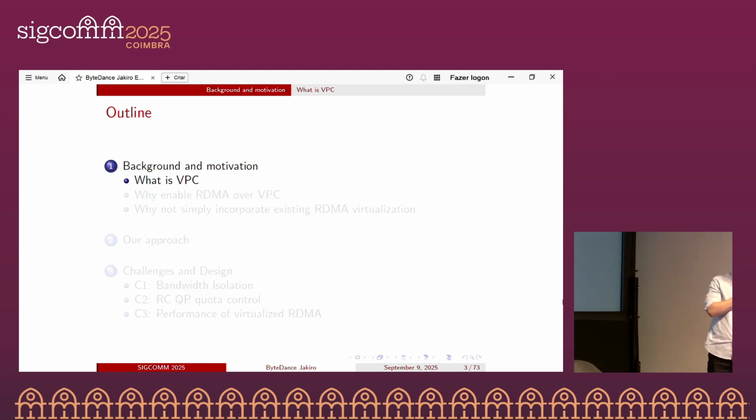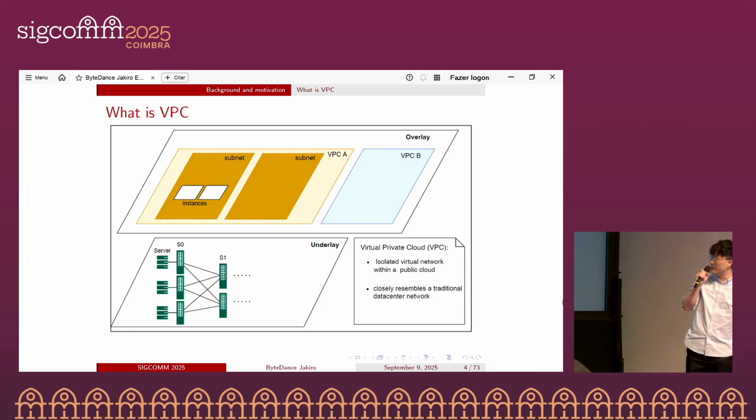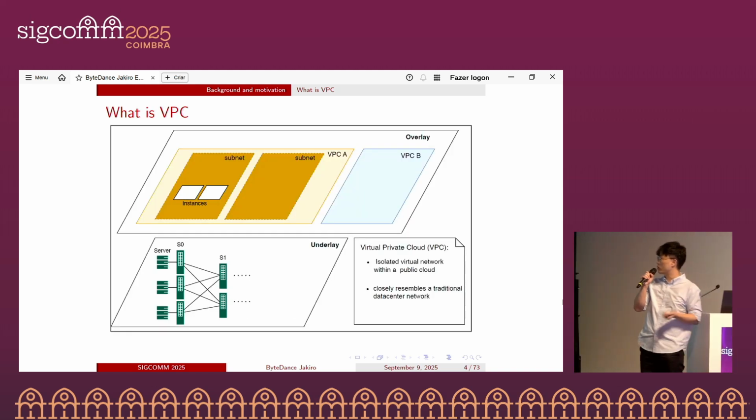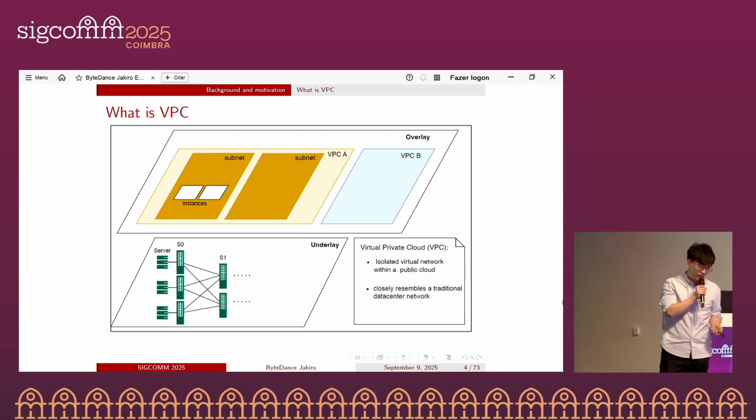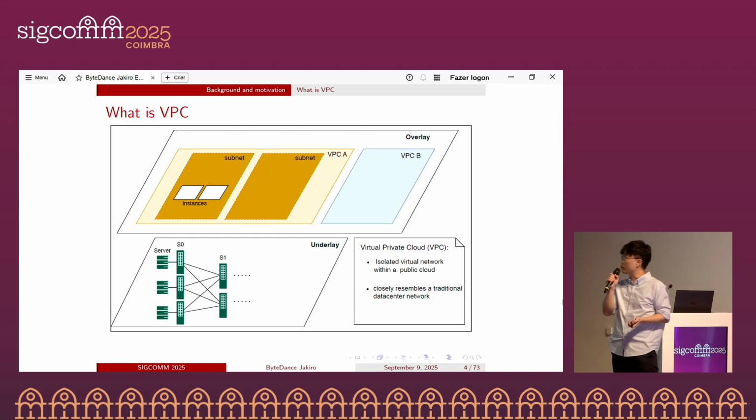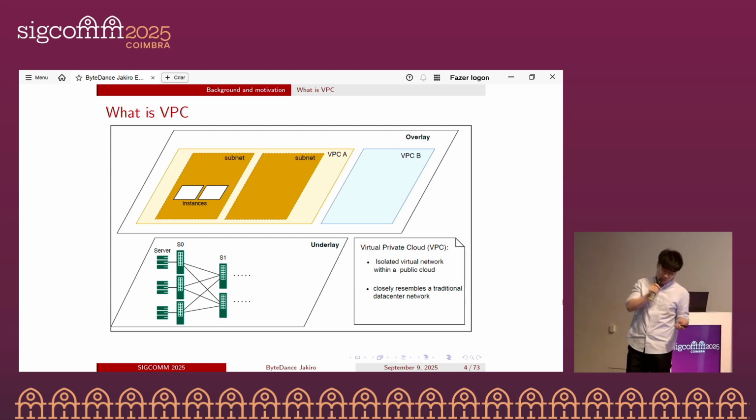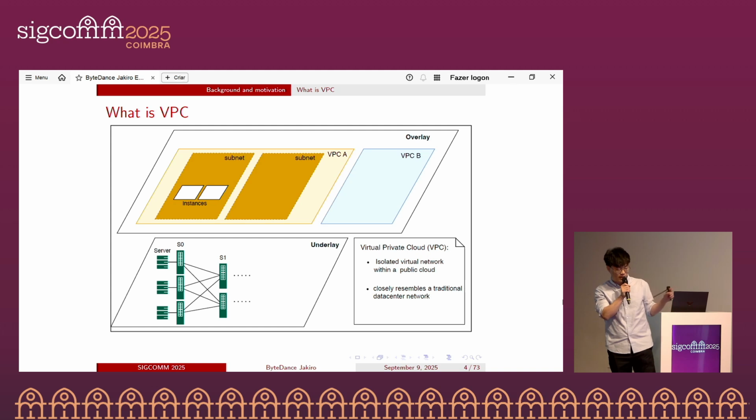I would like to start with background and motivation. So first, what is VPC? VPC is an isolated virtual network within a public cloud, and it closely resembles a traditional data center network. Tenants can create a VPC in overlay and manage the subnet as well as instances within the VPC.